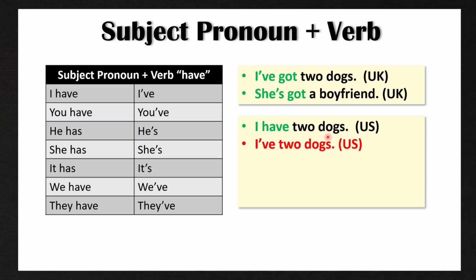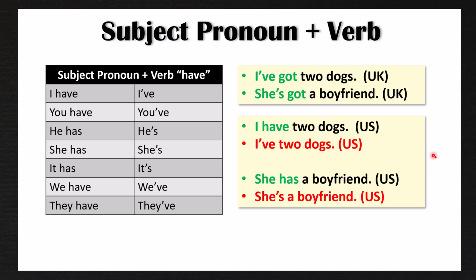It's more typical for us to say I have than I have got when we are talking about possession in North America. And we do not form the contraction, I've 2 dogs, when we're talking about possession. So in the UK, you can say, I've got 2 dogs. But in the United States and Canada, we would say, I have 2 dogs, and not, I've 2 dogs.